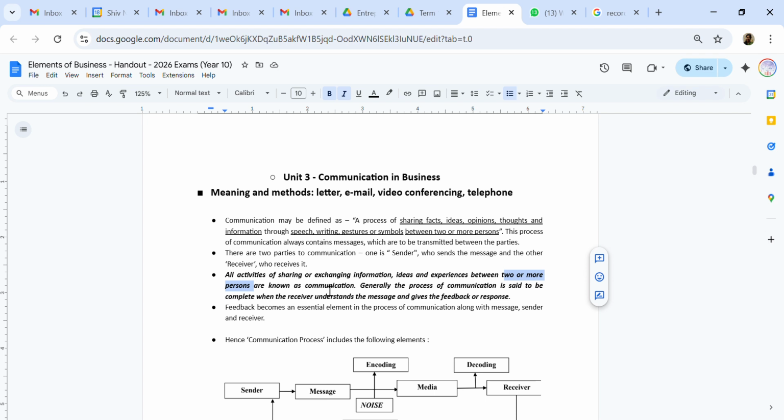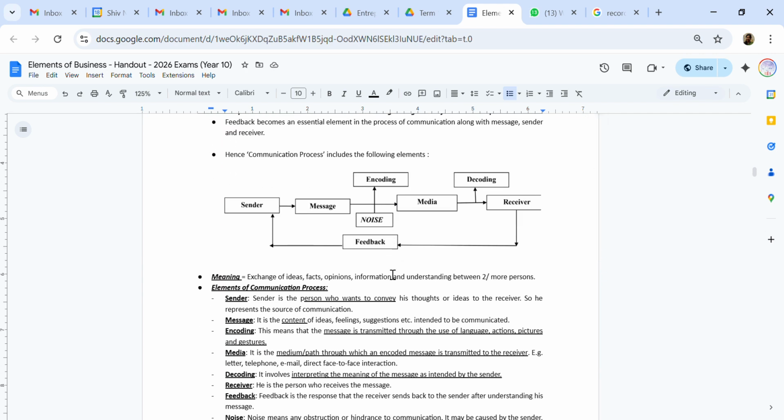The two main parties who are involved in the communication are the sender and the receiver. The sender sends the message, the receiver receives the message. The communication process has a number of elements. The first is, of course, the sender who wants to convey his or her thoughts, ideas to the receiver. The second is the message itself, which is the content, ideas, feelings, etc., that needs to be communicated.